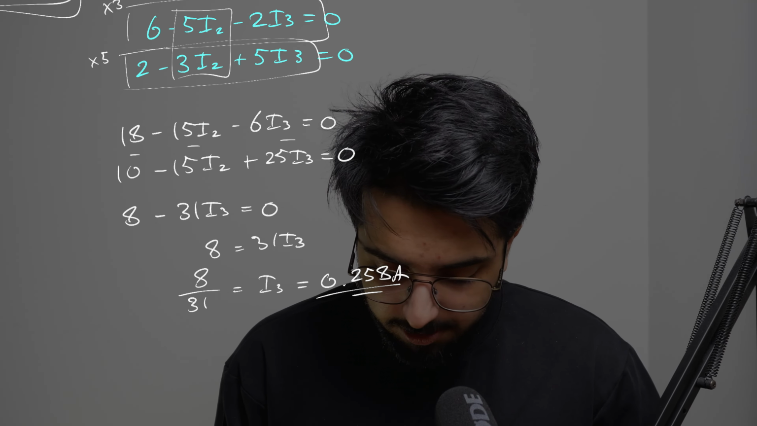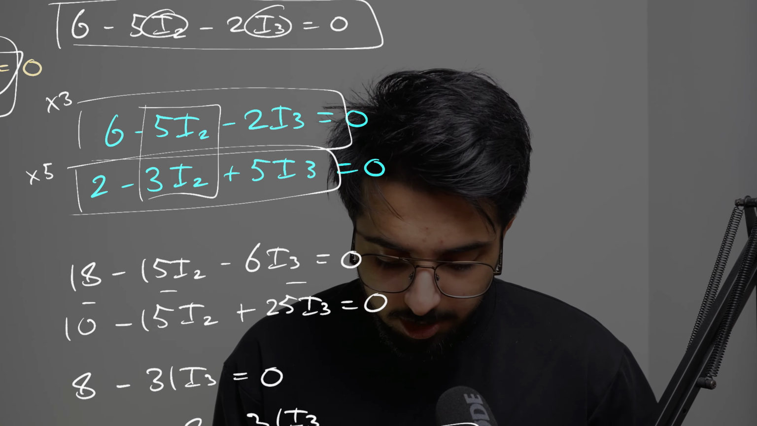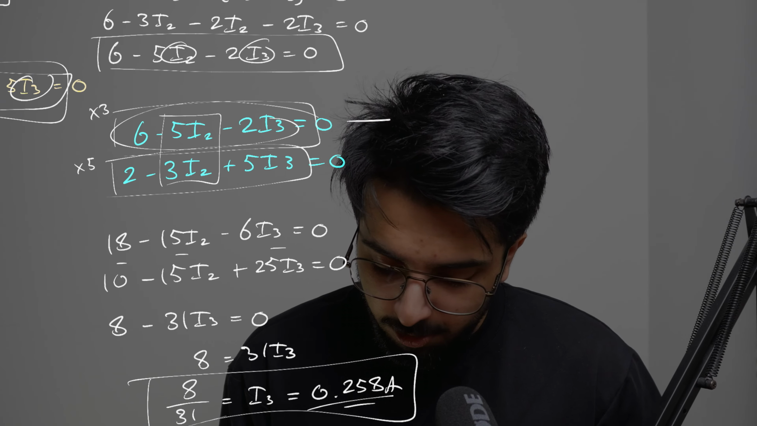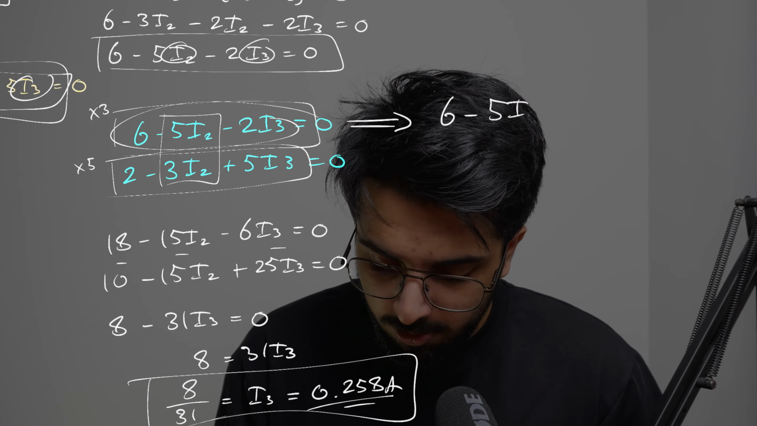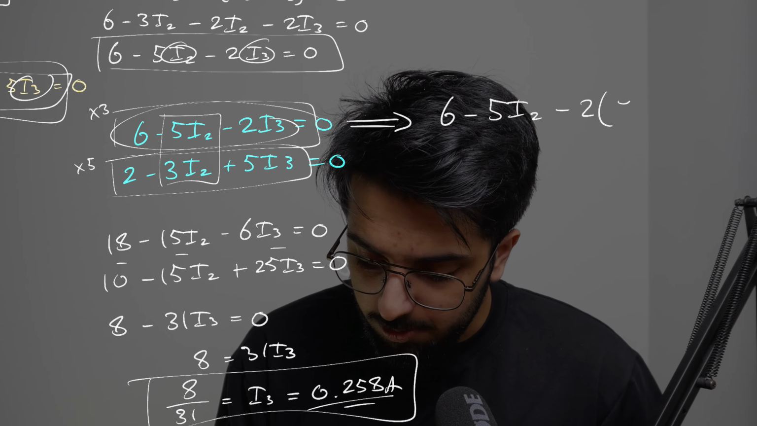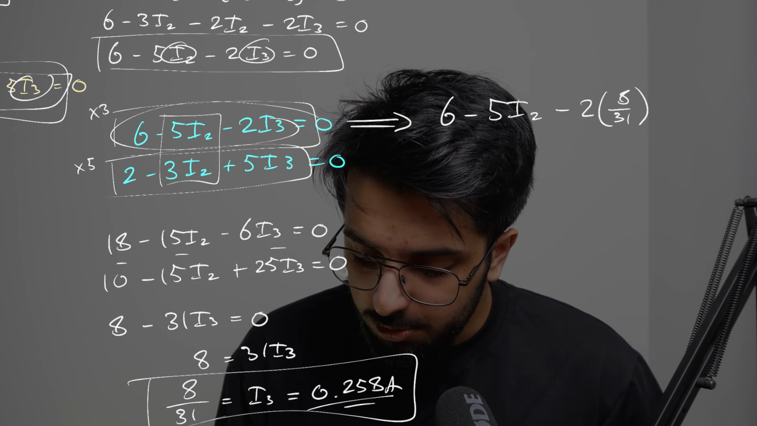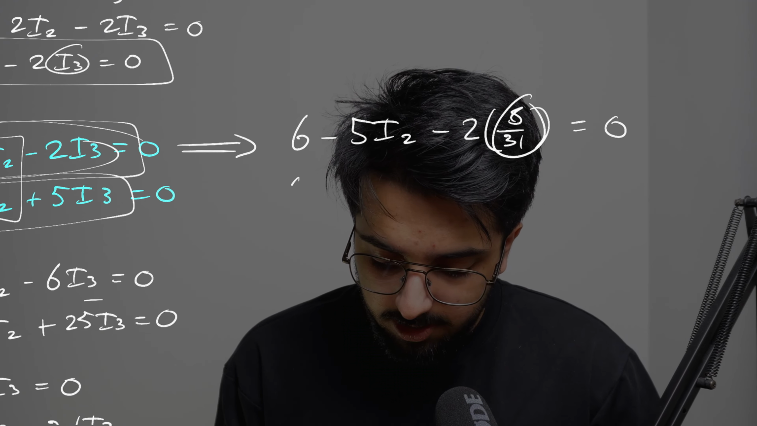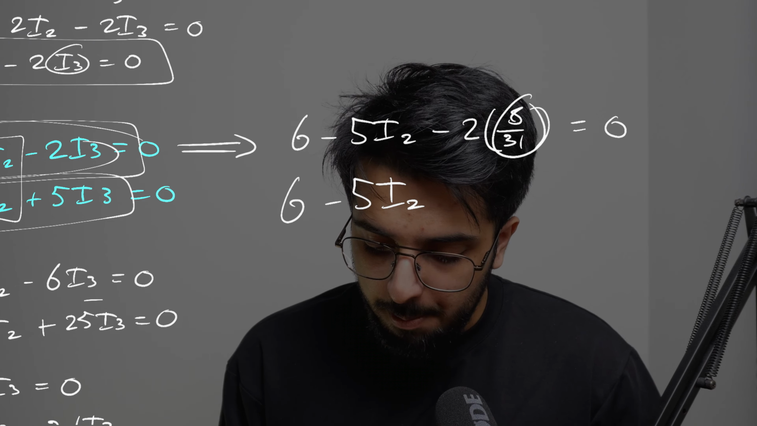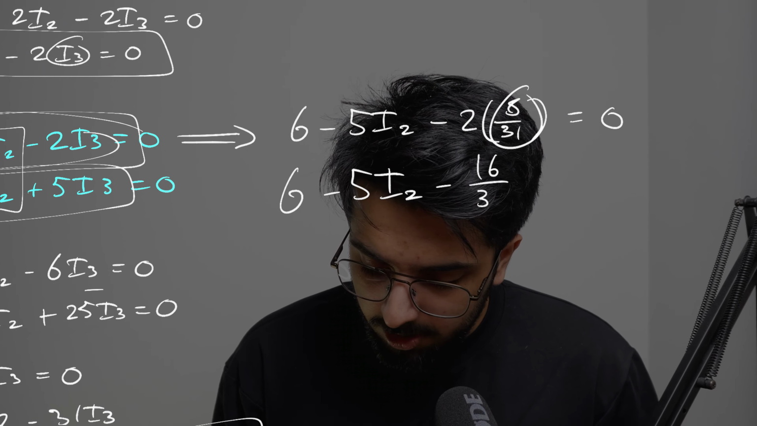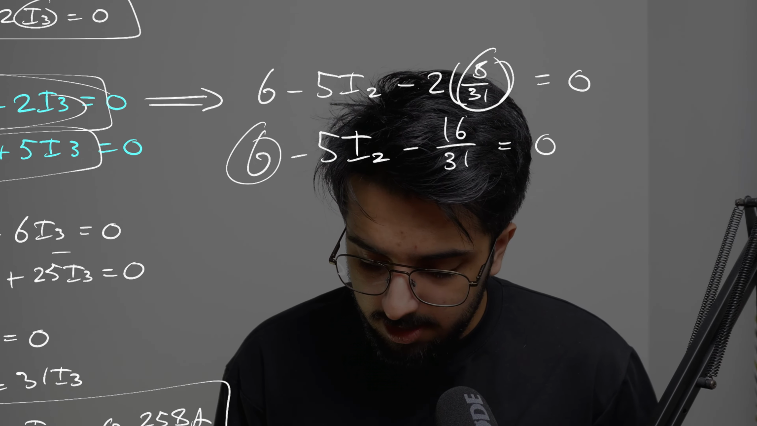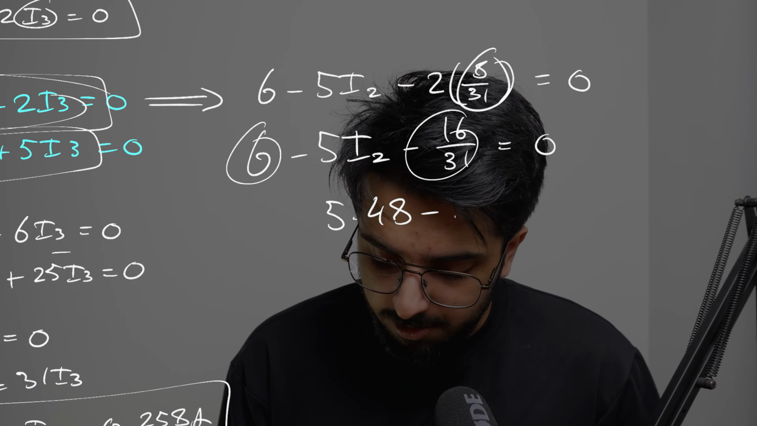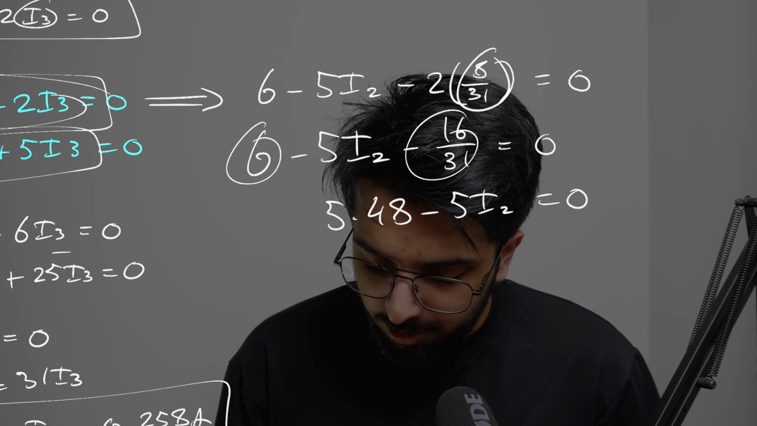Alright, so now that we've found the value of I3, we can now plug it into any one of these equations and find the value of I2. And so therefore, 6 minus 5I2 minus 2 times I3, which is 8 over 31, okay, using the fraction to keep whole values, and that's all equal to 0. And so therefore we can say 6 minus 5 times I2 minus 16 all over 31 is equal to 0. 6 minus 16 over 31 is equal to 5.48 minus 5I2, and that's all equal to 0.